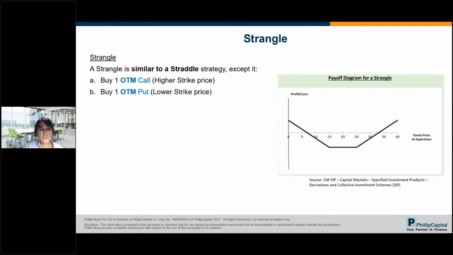Lastly, we also have a strangle strategy. It's very similar to a straddle, except that you're buying an out the money call as well as an out the money put. So for the out the money call, the strike price is higher. And for an out the money put, the strike price is lower. So you can see from this diagram over here that on the left side, we have the put option. It changed from 20 to 15. The strike price of the option that's out of the money will be lower at $15. And then for the out the money call, the strike price will be higher. From 20, it increases to 25.